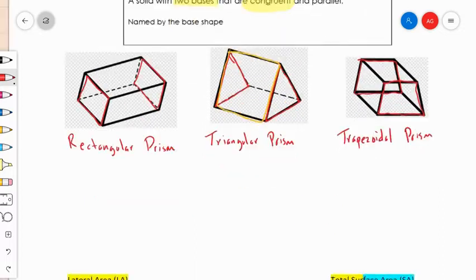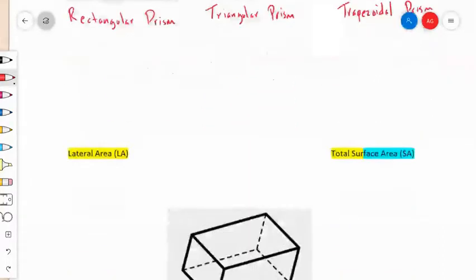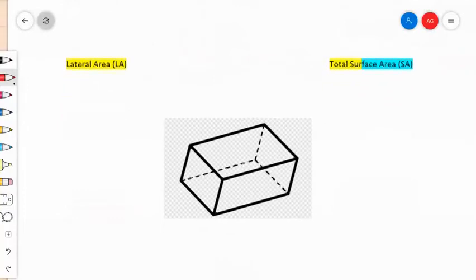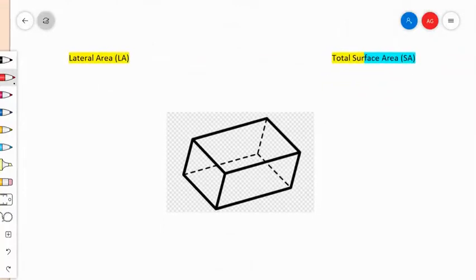Now let's talk about the different parts of a prism. We have what we call lateral area, and then we have something that we call total surface area. Let's start with lateral area. If you think back to nets, lateral area is kind of like everything except the base.